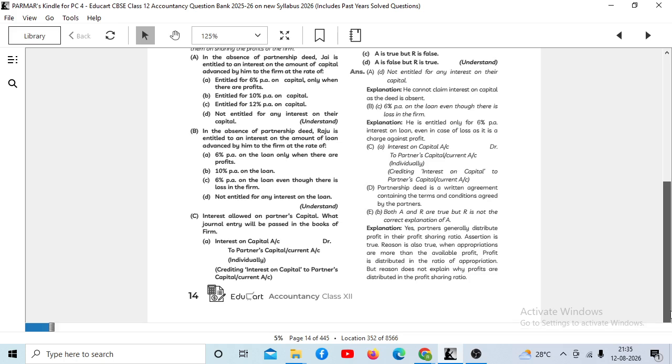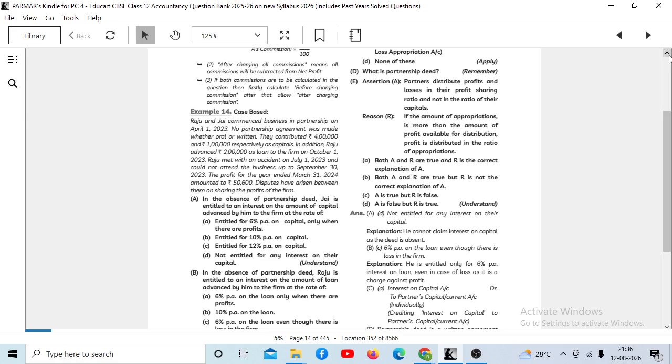What is the answer for C? Option A. Yes, option A. We have to debit interest on capital. Why? Because loss is increasing, so interest on capital will be debited and who will be credited? The partners' capital or current account will be credited. Okay, now let us read question number D.